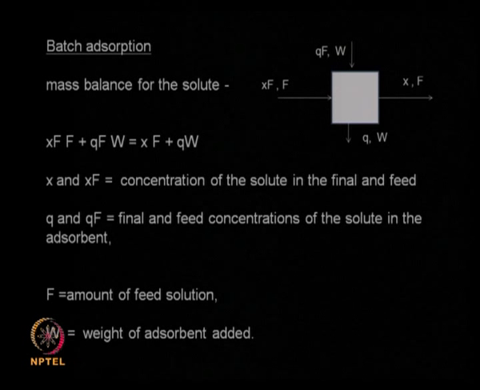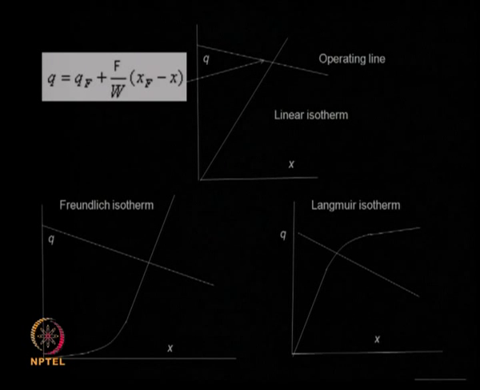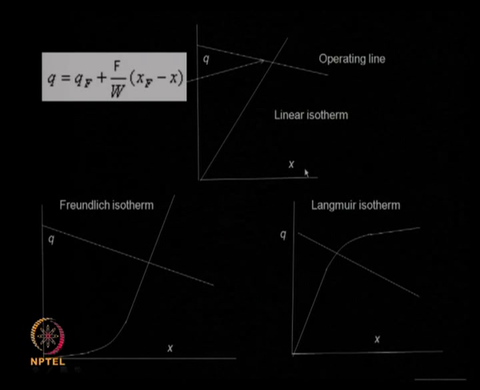Now, I also mentioned that you have something called the isotherm. There are three types of isotherms which we talked about: the linear isotherm, the Freundlich isotherm and the Langmuir isotherm. If you look at the isotherm, the x axis has x, the concentration of the solute or the adsorbate in the broth, and q is the concentration of the same solute in the adsorbent. The x and the q are in equilibrium. They can form different types of equilibrium, either a linear relation, or a Freundlich or a Langmuir.